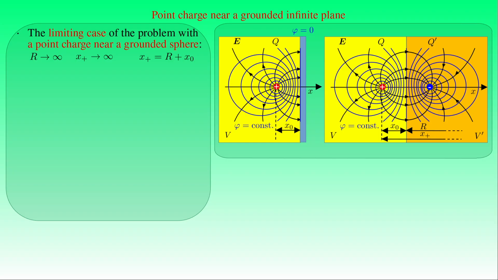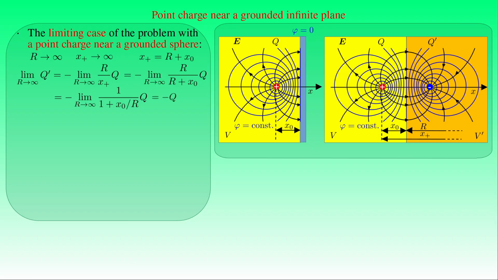We can evaluate the amount of the image charge Q' given by minus R over x sub plus, times Q in this limit, where x sub plus is given by R plus x naught. The fraction can be written as 1 over 1 plus x naught over R, which becomes minus Q since the limit of the fraction is equal to 1.